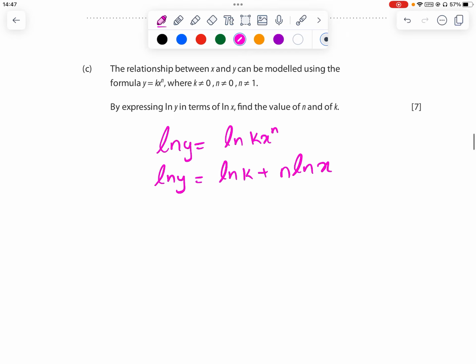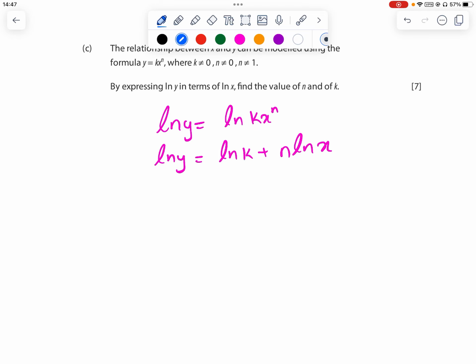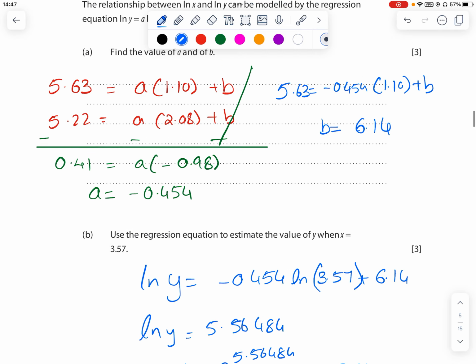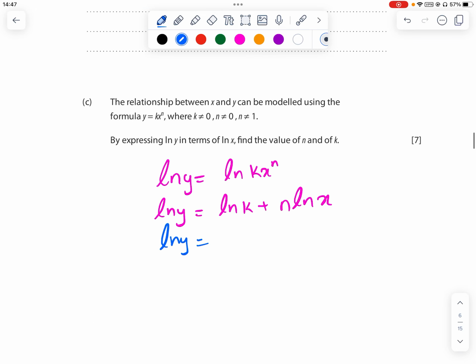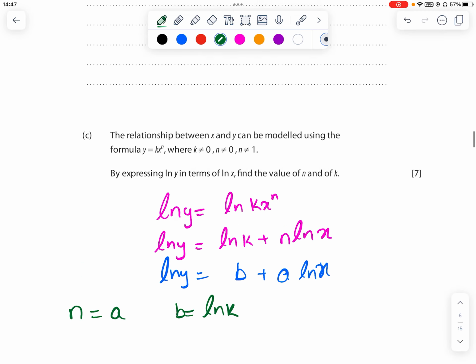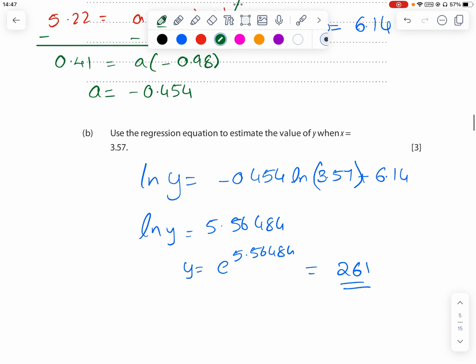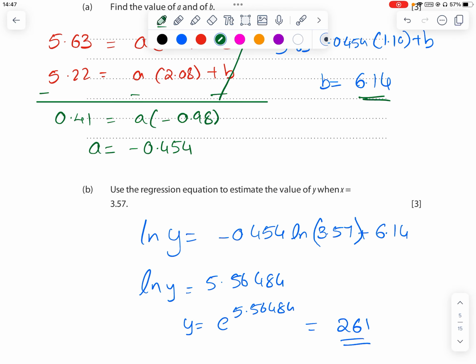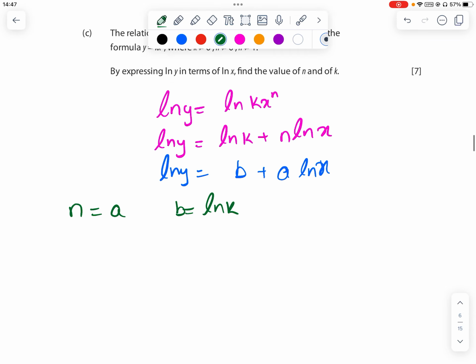Then we can clearly see, what is the equation that has been given in the question? y equals a ln x plus b. So we can clearly make out that n equals a and b equals ln k. So what was the b value? The b value we have found as 6.14. So we take the full calculator display there.